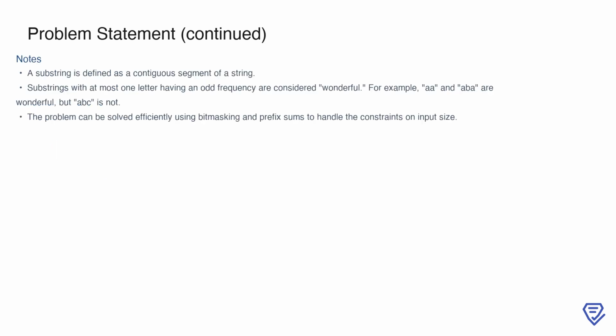To summarize, a substring is simply a contiguous segment of a string. For a substring to be considered wonderful, at most one of the letters in it can have an odd frequency, while all others must have even frequencies. Examples like AA and ABA qualify as wonderful, while something like ABC does not because it has more than one letter with an odd count. Given the constraints, where the string can be very long, up to 100,000 characters, we need an efficient solution. Techniques like bit masking and prefix sums are well suited for this problem, as they allow us to handle the frequency conditions and the large input size effectively.